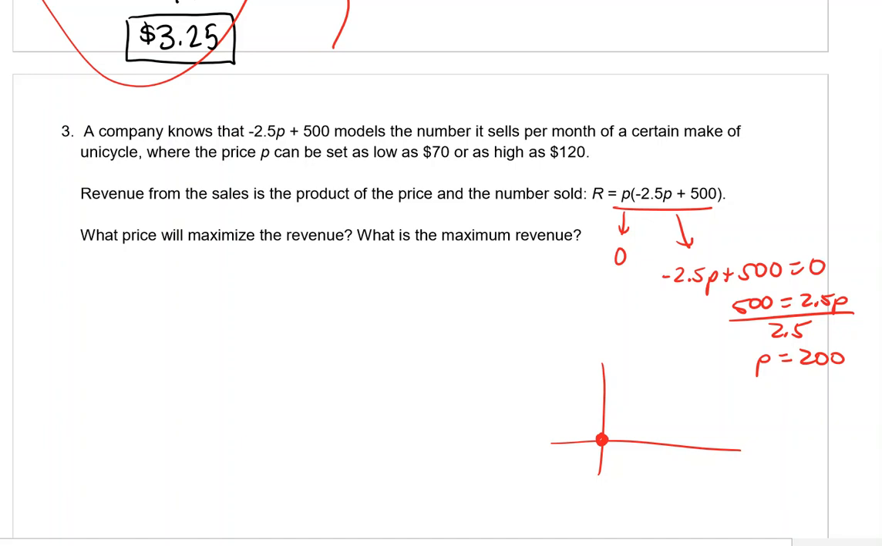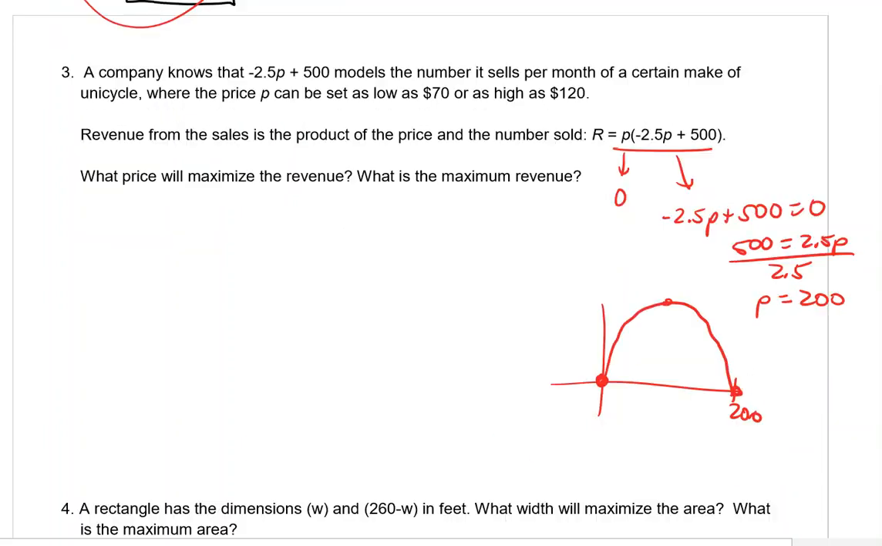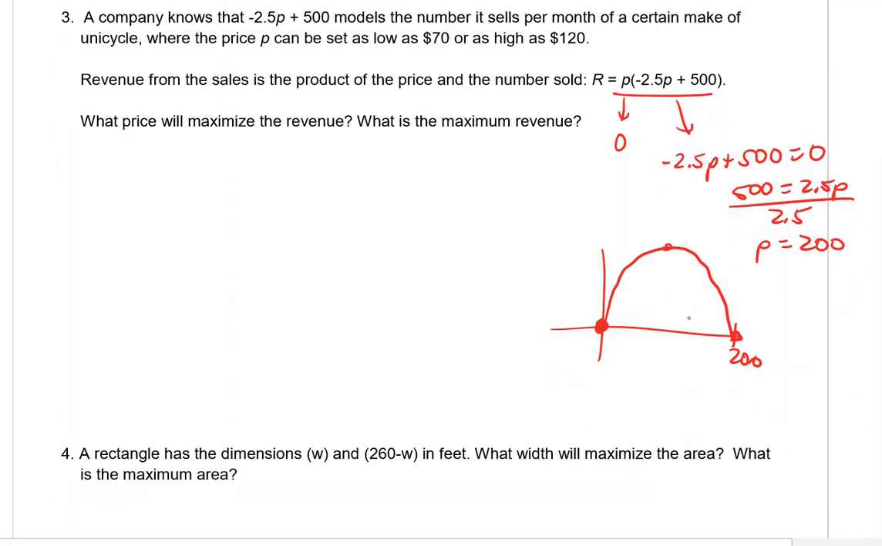Okay. So basically, if I were to sketch the graph at 0, if I set my price at 0, I make no money. Well, yeah. If I set my price at 200, I will also make no money. And the reason I will make no money is because no one will want to spend $200 on a unicycle. Okay. And somewhere in between is the max. The max happens to be, if these are my two intercepts, because it's a quadratic, the max has to be directly in between them. So directly in between them is 100.